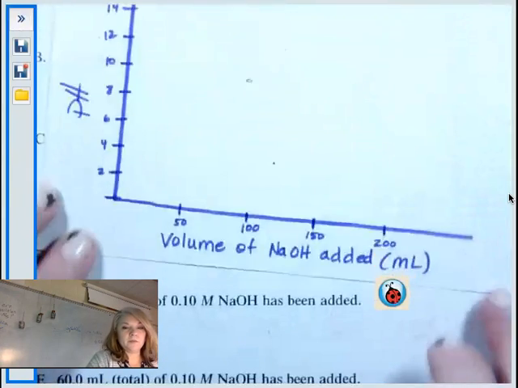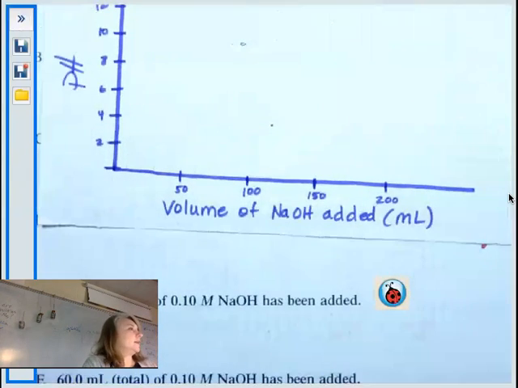What do I put on the bottom? Volume of sodium hydroxide added, and that's in milliliters.